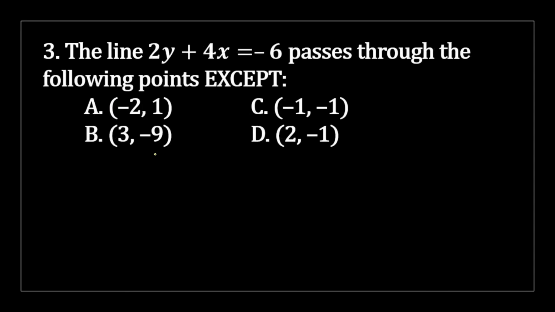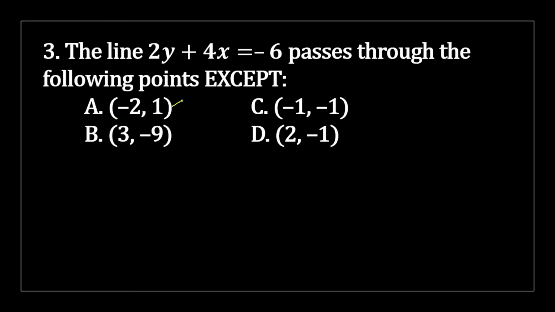Number 3, the line 2y plus 4x equals negative 6 passes through the following points except. If we substitute these choices into the equation, it should be equal to negative 6 to say that the point passes through this line. So let's check each one of them.